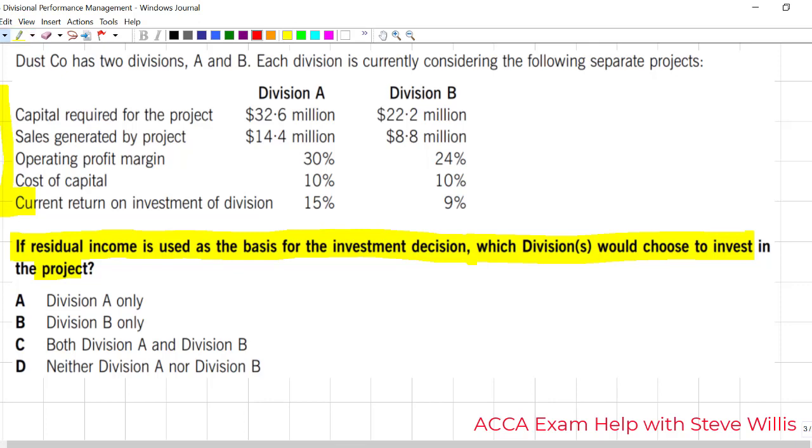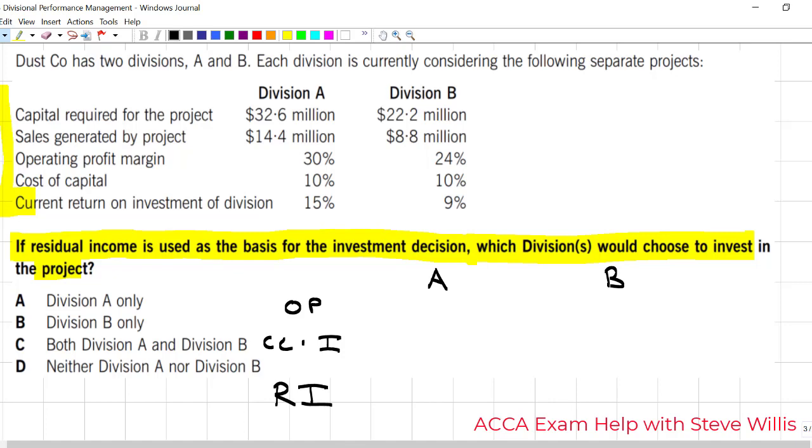So we can now just get set up for that. We've got two divisions, we've got A, we've got B. We need the operating profit, then we need the cost of capital, I'll abbreviate that CC, multiplied by the investment. Cost of capital, that is the required return of the investors. So that would then give us the minimum required return. The difference between those two figures would be residual income.